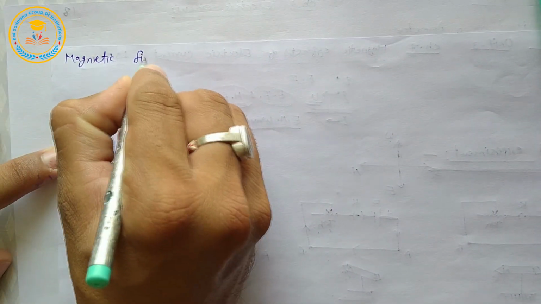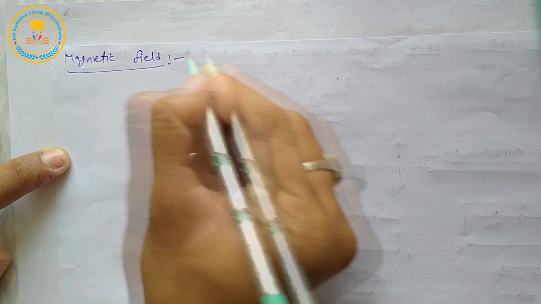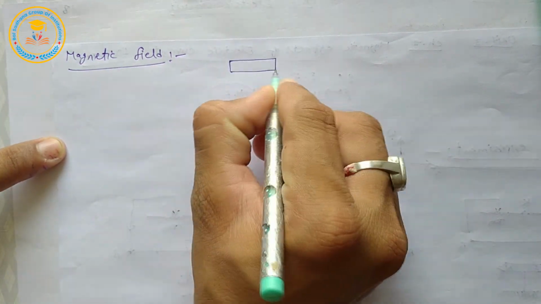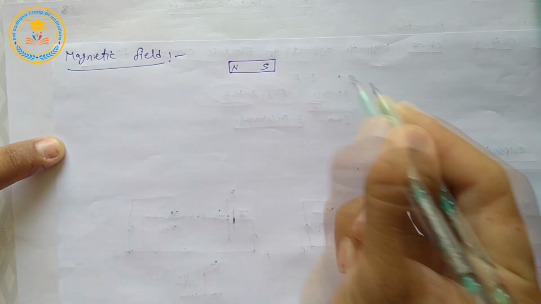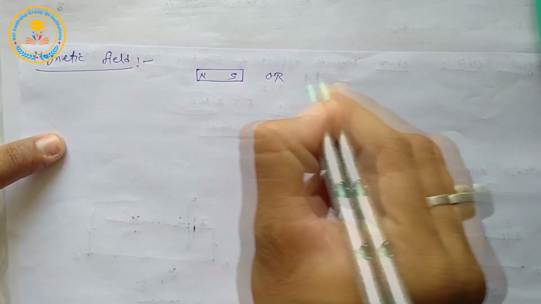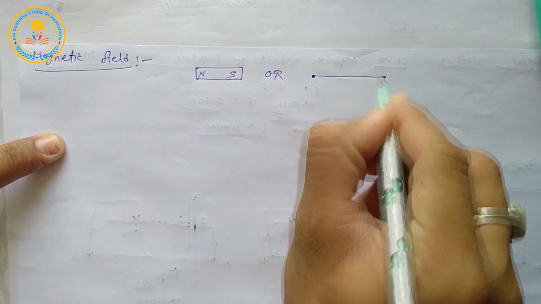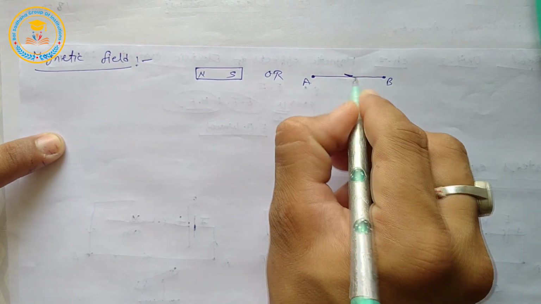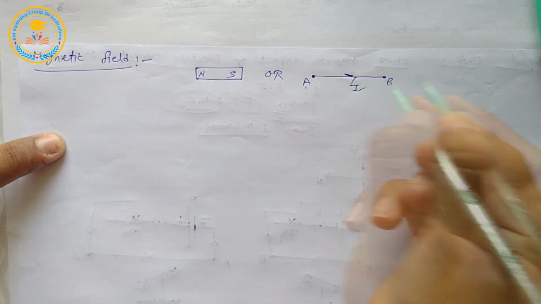Our topic is magnetic field. This is same according to the electric field. Suppose we have a bar magnet. This is a bar magnet. This is a north pole and this is south pole. Or if we have a current carrying wire, and in this wire current I is flowing through this wire.